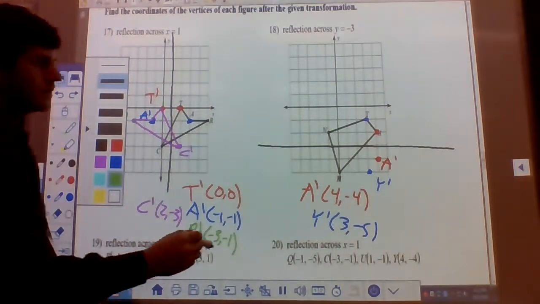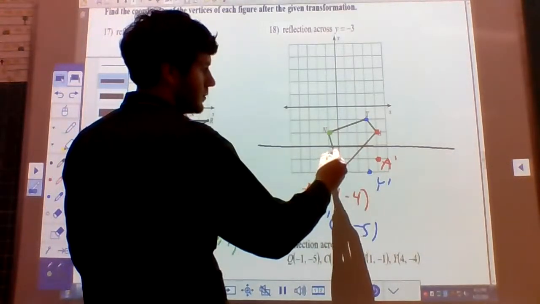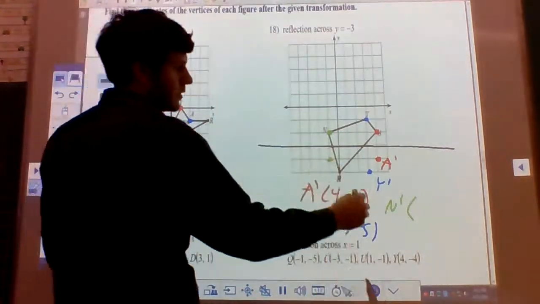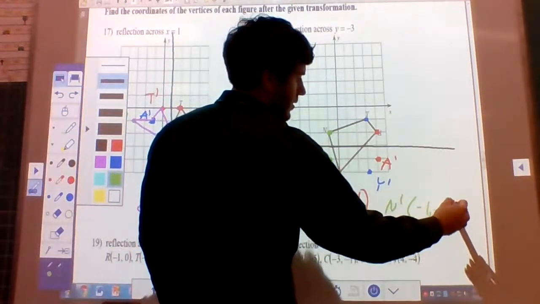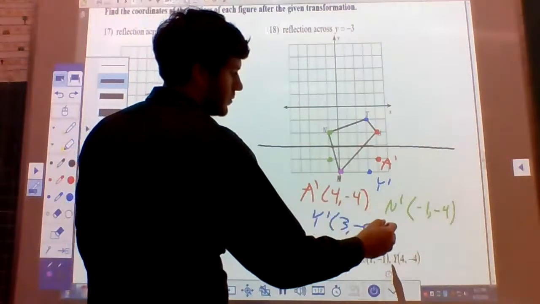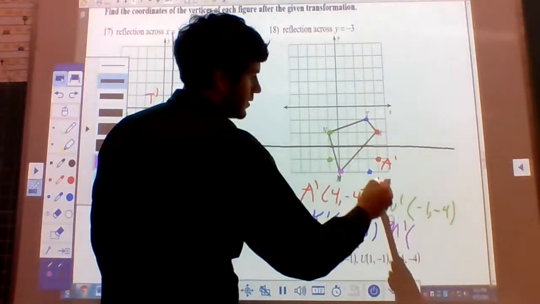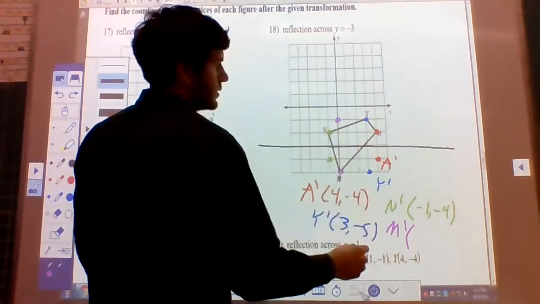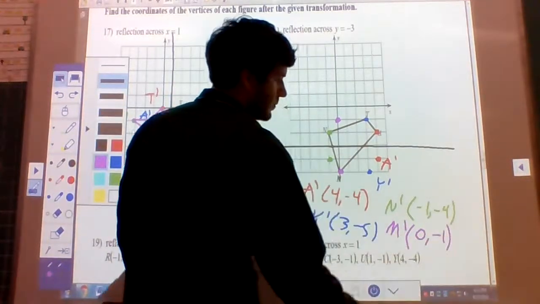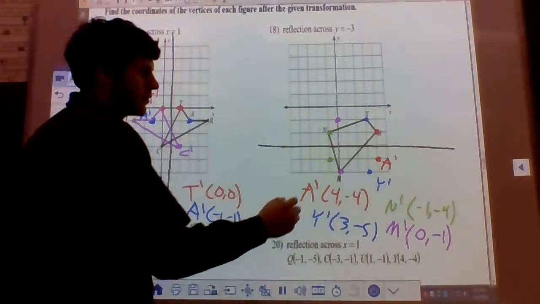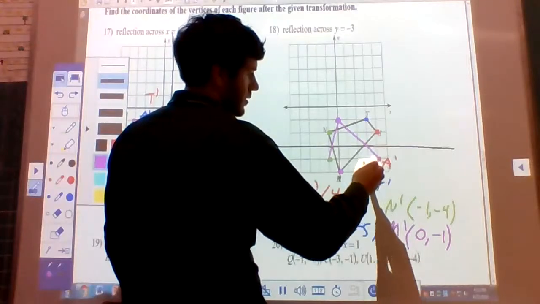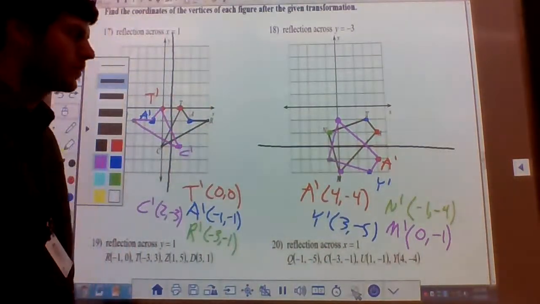N is 1 above, so N prime is going to be 1 below. That puts N prime's coordinates at -1, -4. And then finally, M is 2 below, so M prime is going to be 2 above, which puts it at 0, -1. We can connect our points, and we can see it's reflected over that line.